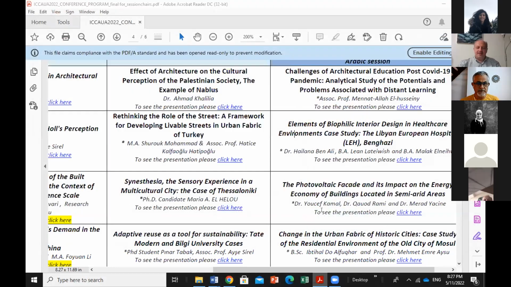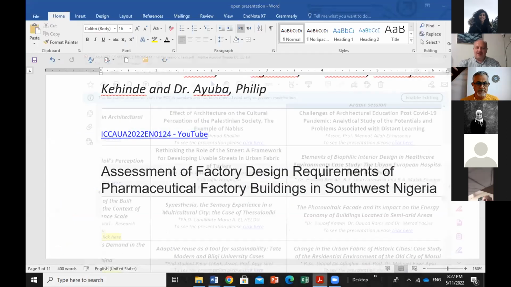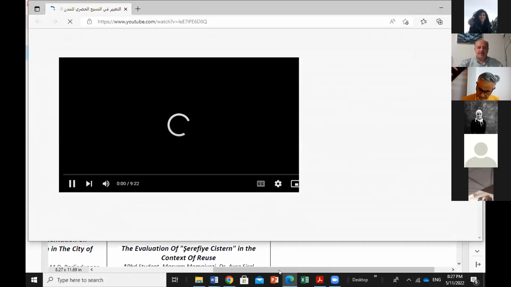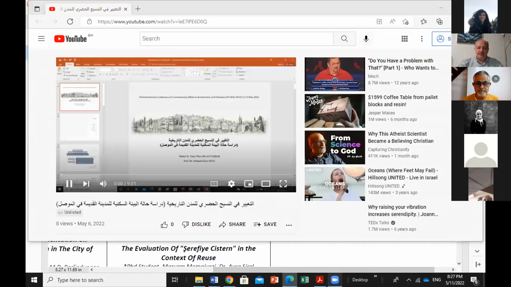هنروح للريسيرش الأخير من العراق الحبيب تحت العنوان Change in the Urban Fabric of Historic Cities, Case Study of the Residential Environment of the Old City of الموصل من خلال الأستاذة ابتهال. هستأذنكم, I will share البرزنتيشن بتاع الزميلة.